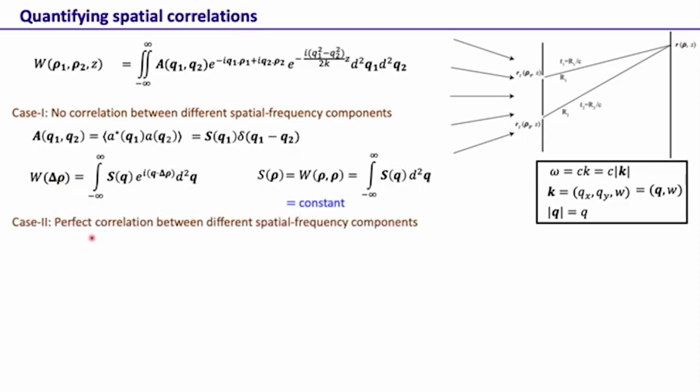The second case is when there is perfect correlation between different spatial frequency components. In this case the angular correlation function, which is again defined as this ensemble average quantity, we can just write as A star q1 A q2. So this means the ensemble average doesn't make any difference. The ensemble average is the same as the quantity itself, because there is no randomness in the system. There is a perfect correlation between different spatial frequency components. So if there is no randomness, averages will yield the same value as the quantity itself. In this case, the degree of coherence will always be 1, because since the frequencies are perfectly correlated, the fields will be correlated in spatial coordinates as well.